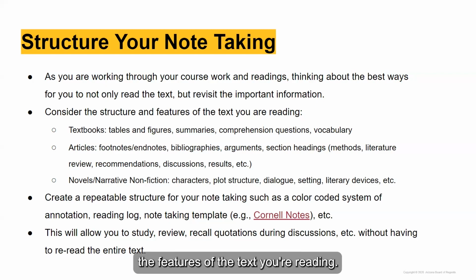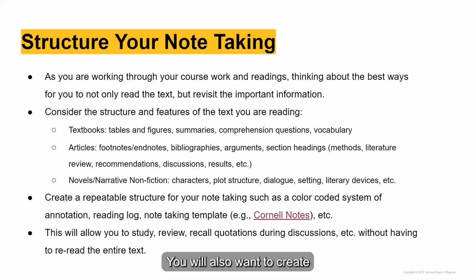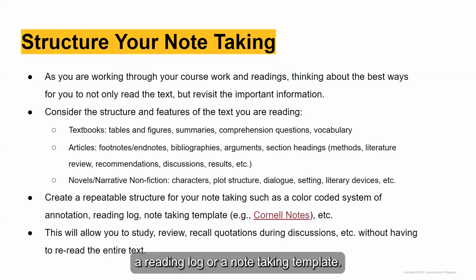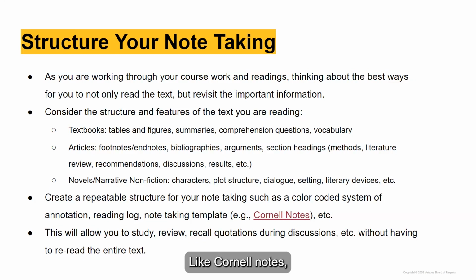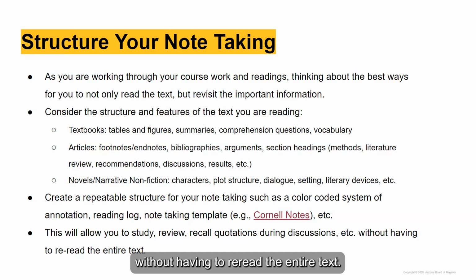Once you've considered the features of the text you're reading, you will also want to create a repeatable structure for your note-taking, such as a color-coded system of annotation, a reading log, or a note-taking template like Cornell Notes. This will allow you to study, review, recall quotations during discussions, etc., without having to reread the entire text.